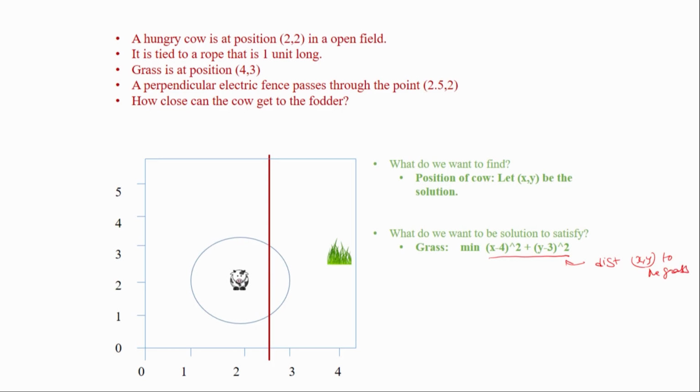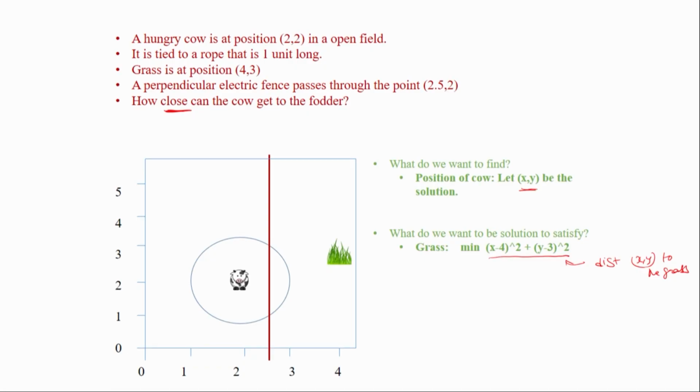And as we said, we are asking for how close the cow can get to the grass, right? Which means we want to minimize the distance of the cow to the grass, and we are saying that the cow is at position x y in the final answer that we have. So we want to find out the, okay, distance squared, somebody said. So we want to minimize the distance between the cow and the grass, right? So that's why this is the objective that we care about.